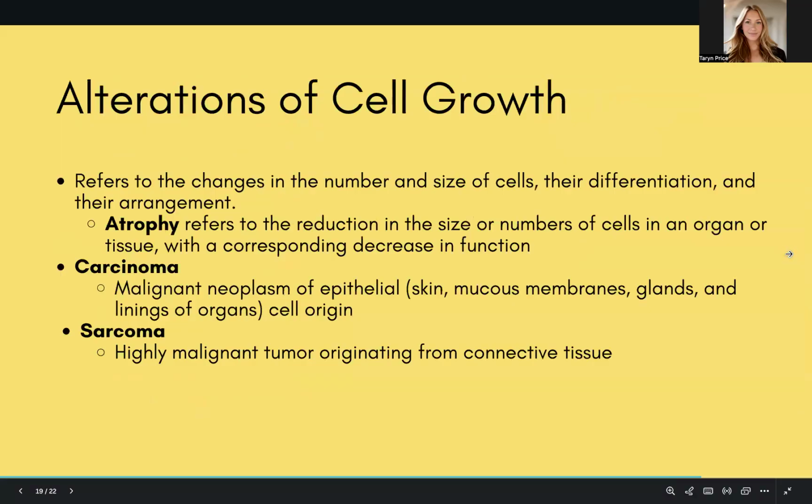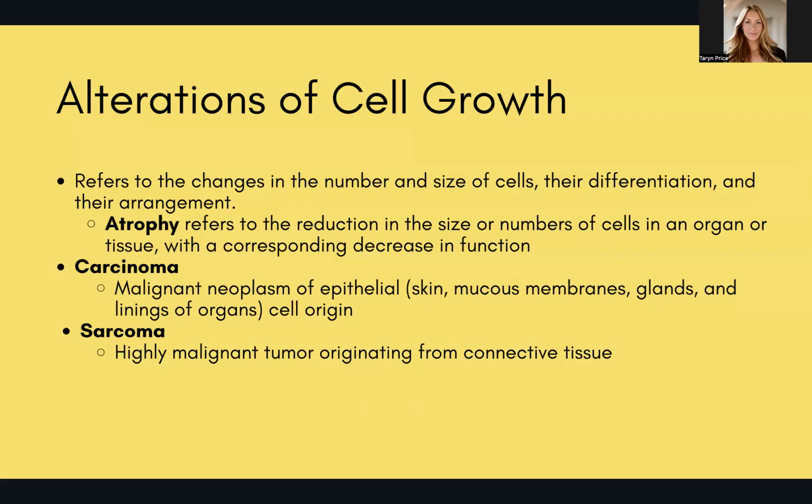Let's see what else. Alterations of cell growth. Atrophy is the reduction in size or number of cells. And you can see that correspond with an actual decrease in organ size or part size sometimes. For example, if someone has a cast on and they lose the functionality of maybe their wrist or their forearm, over time, you'll see that part atrophy as there's a reduction in the number of cells. Carcinoma is a malignant neoplasm.